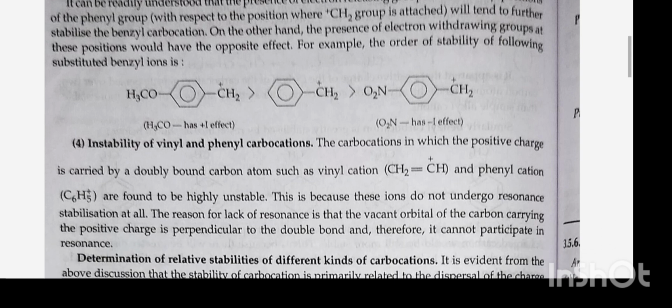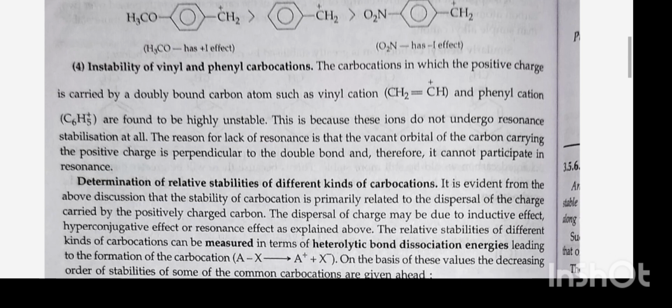Fourth, instability of vinyl and phenyl carbocation. The carbocations in which the positive charge is carried by a double bond carbon atom, such as vinyl and phenyl cation, are found to be highly unstable. This is because these ions do not undergo resonance stabilization at all. The reason for the lack of resonance is that the vacant orbital of the carbon carrying the positive charge is perpendicular to the double bond, and therefore it cannot participate in resonance.